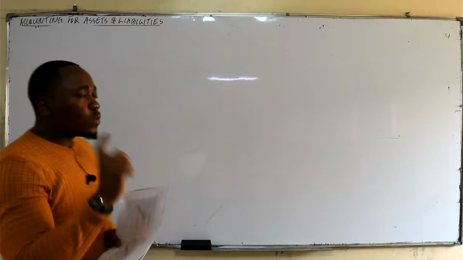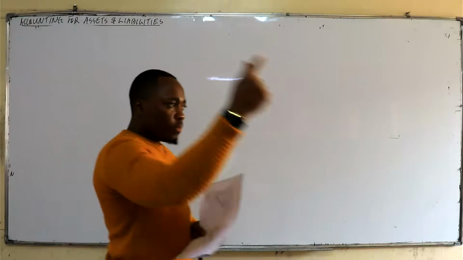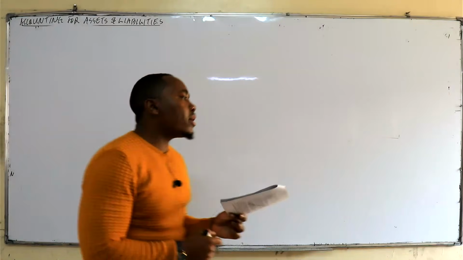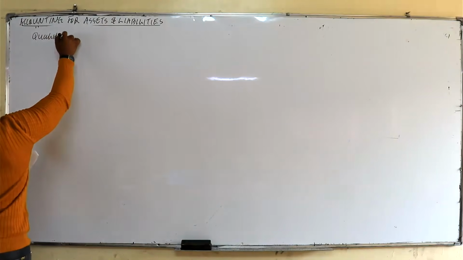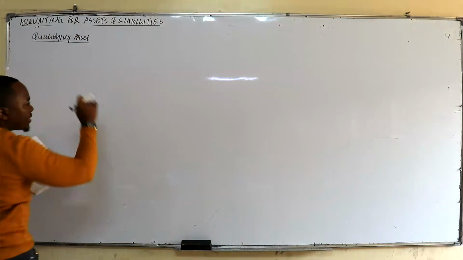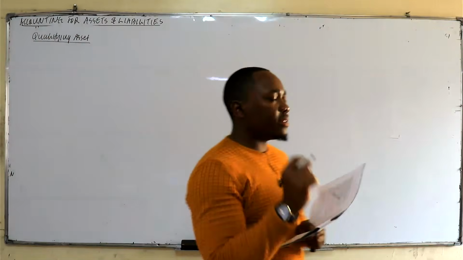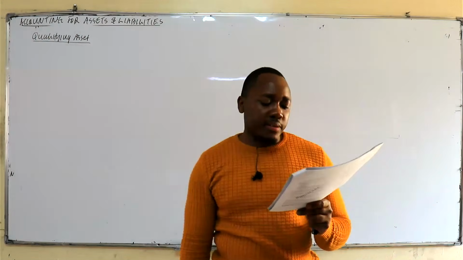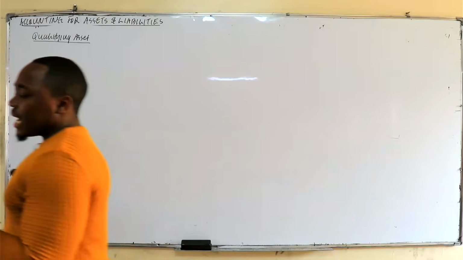Now, let me explain something. If you take a loan, maybe to construct something or to buy something, that asset you buy using a borrowed loan is what you call a qualifying asset. You need to understand that if you borrow an amount to construct or to buy an asset, that asset is what you call the qualifying asset. They should be capitalized. Other borrowing costs are recognized as an expense.